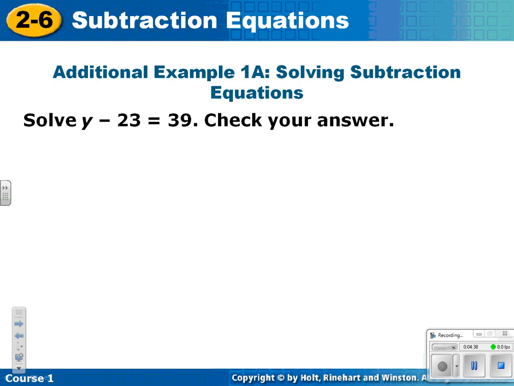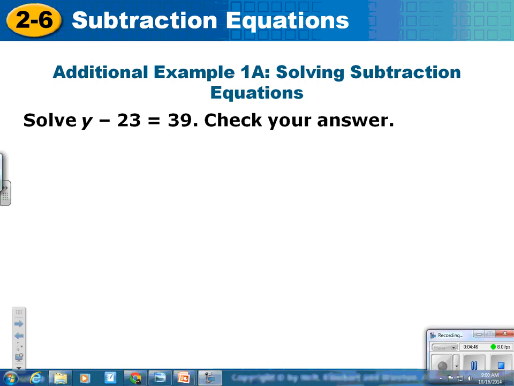On your whiteboards, you have this problem. Y minus 23 equals 39. I would like you guys all to work it out and show me your answer. Okay, we have the problem. Y minus 23 equals 39. What are my two rules of algebra?